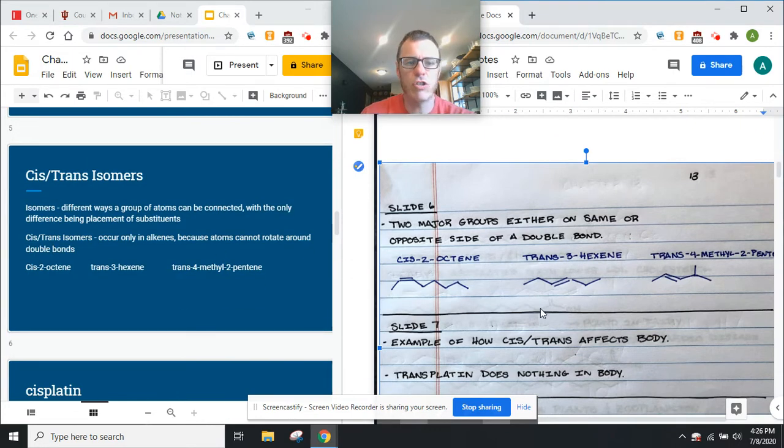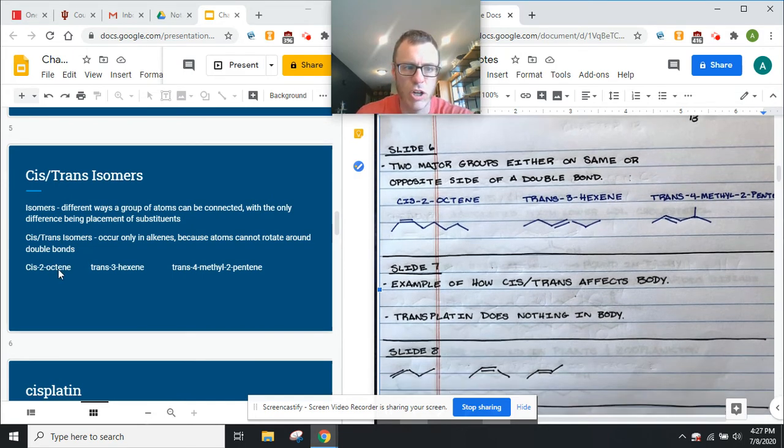All right. Cis-trans isomerization. Isomers are different ways a group of atoms can be connected, as you can read. All right. The only difference is going to be where things are placed, but the connectivity is going to be the same. Cis-trans isomers occur only in alkenes because atoms cannot rotate. This is only alkenes. All right. So two major groups either on the same or opposite side of a double bond.